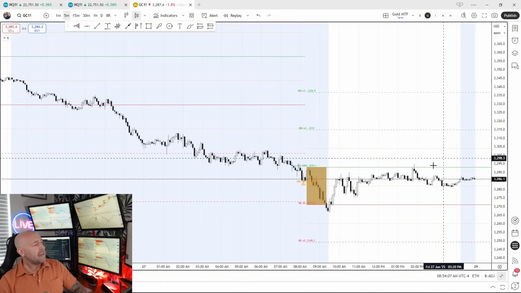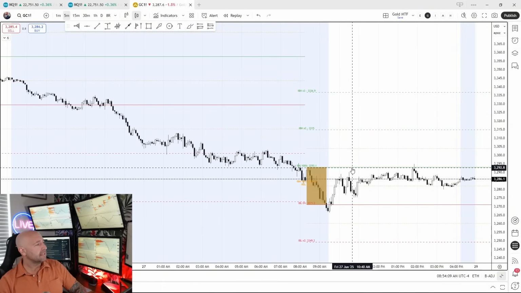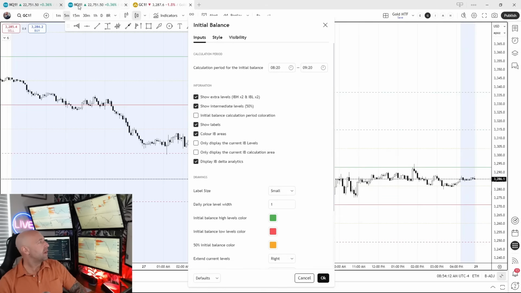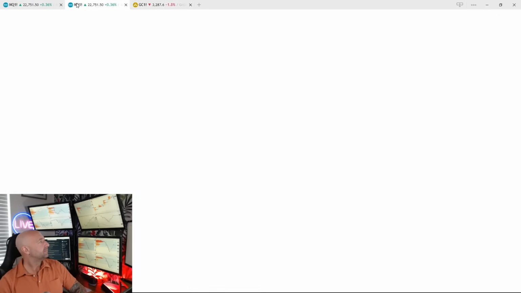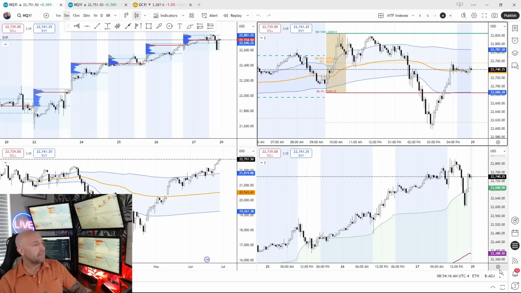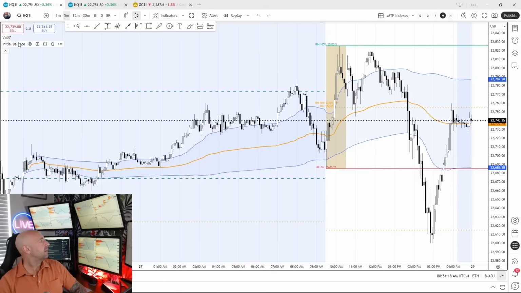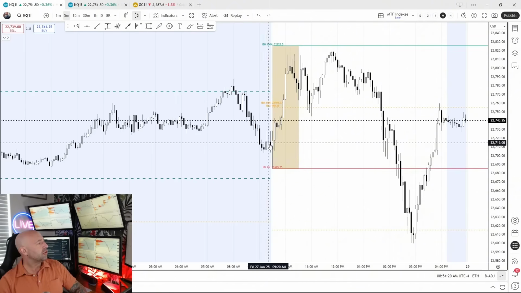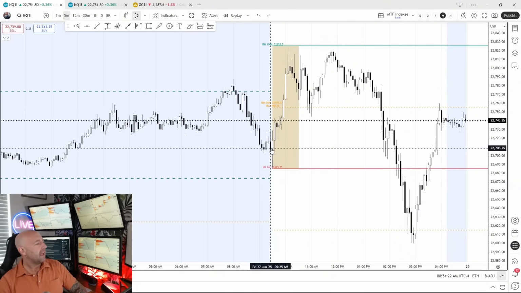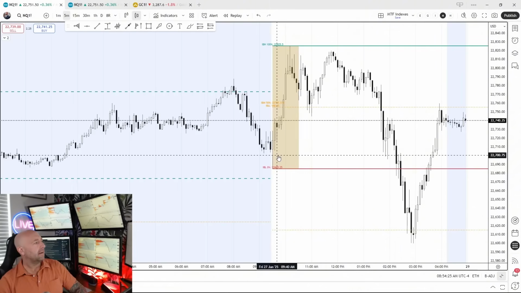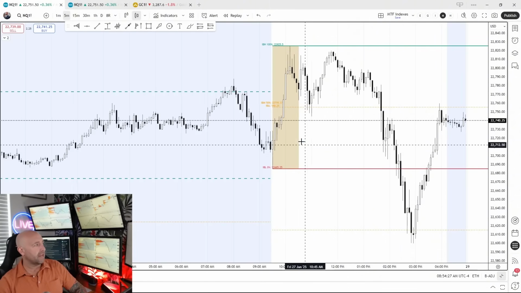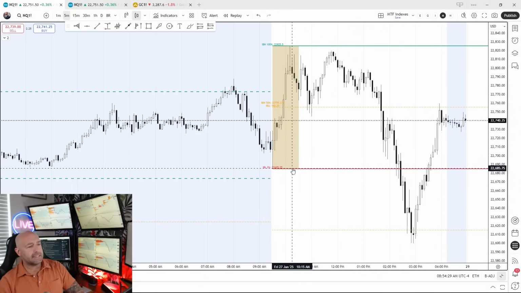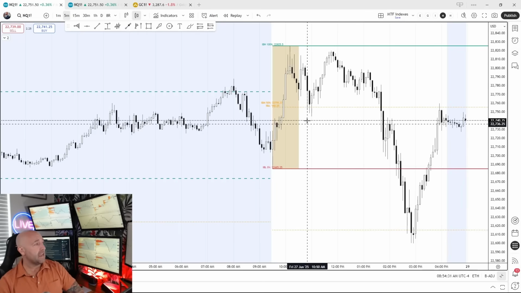Now, if you're trading different markets, the time changes. If you're trading the NASDAQ, this is my quad chart. I'm going to get rid of my other indicator here. The initial balance is 9:30 a.m. to 10:30 a.m. Eastern Standard Time. Again, this stays the same through London and Asia. These levels do not move.